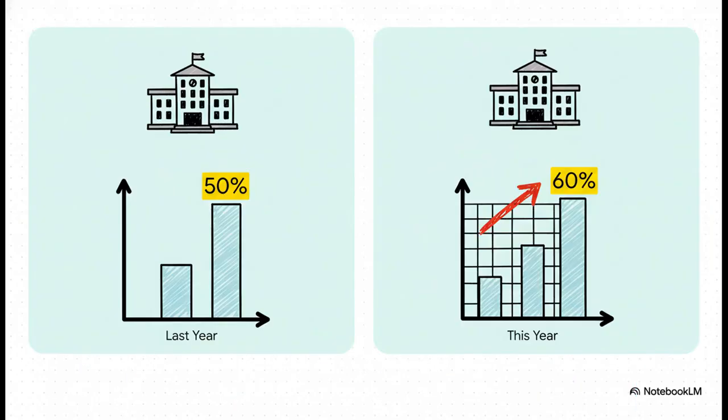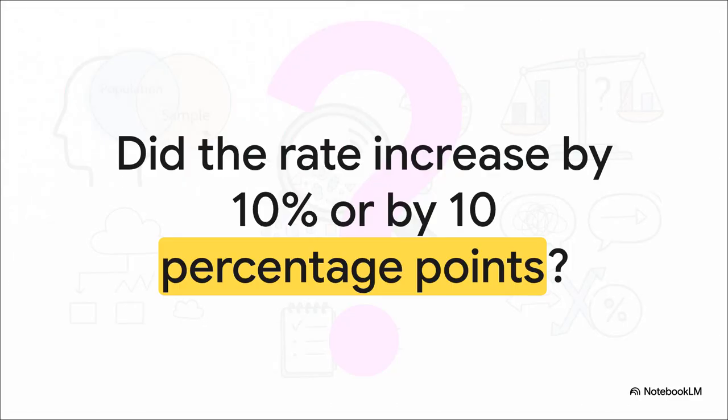All right, here's another trick that gets almost everyone. It's the sneaky difference between percentages and percentage points. So let's imagine a university's admissions rate was 50% last year, and this year it's up to 60%. So how big was that increase? Is it a 10% increase, or is it an increase of 10 percentage points? I know, they sound almost the same, but trust me, they mean two completely different things.